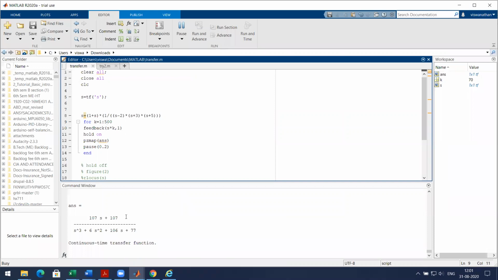So it has plotted, you can see the readings here. The k value is changing. I have put 1 to 500, so the k value is changing here. This is the closed loop transfer function because you have taken a feedback. This is nothing but g of s into gc of s, and the unity feedback is 1.